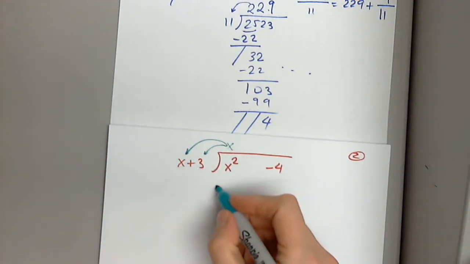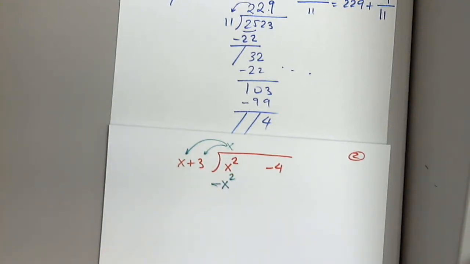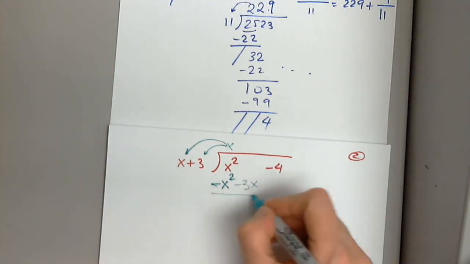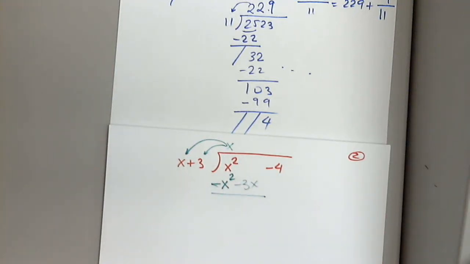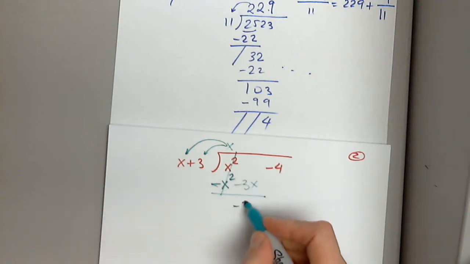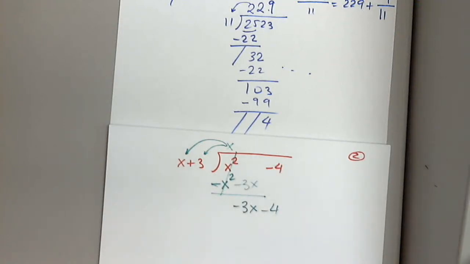So x times x is x squared, and I have to write negative x squared. X times 3 is 3x, but I have to write negative 3x. For the same reason, we did not write positive 22, and we wrote negative 22. So these two go away, and then I have negative 3x. I bring down the next in line.